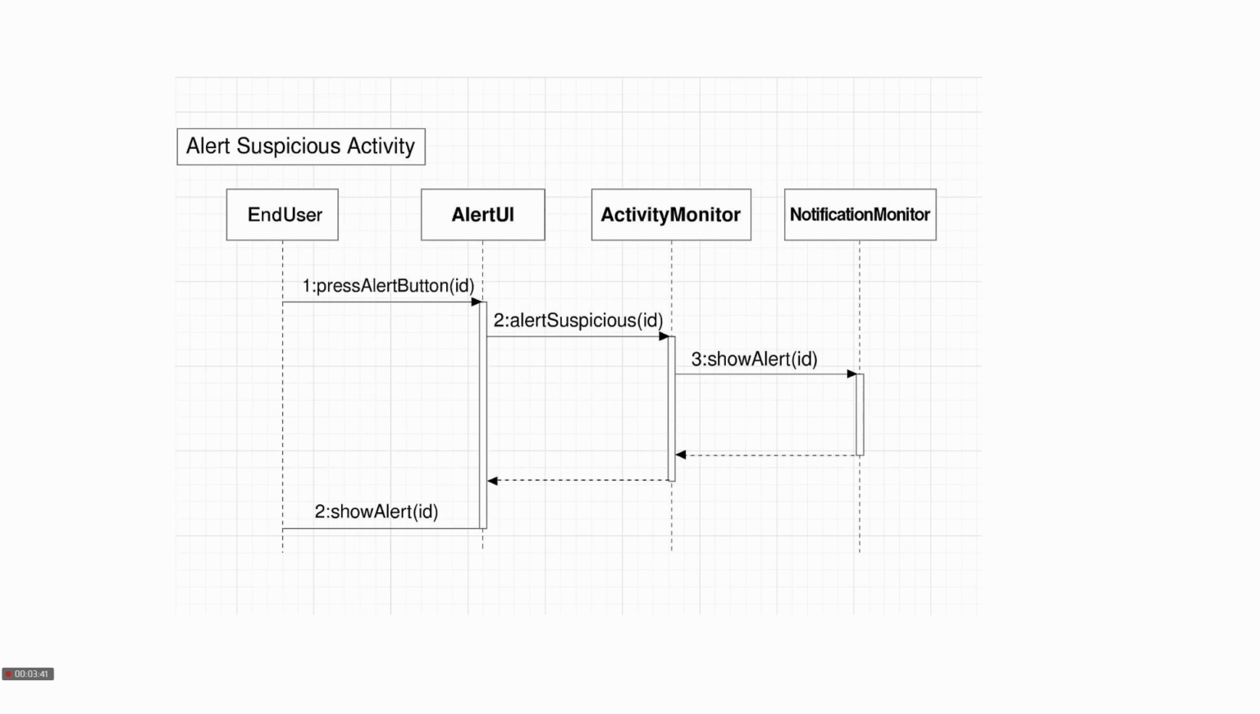Our eighth sequence diagram is alert suspicious activity. So here's the flow when a user manually flags a suspicious event that is completely separate from when the system does it by itself. Pressing the alert button triggers an alert request through the alert UI to the activity monitor. The notification monitor then displays the alert. It's a user-driven complement to automated detection and allows manual intervention when needed.